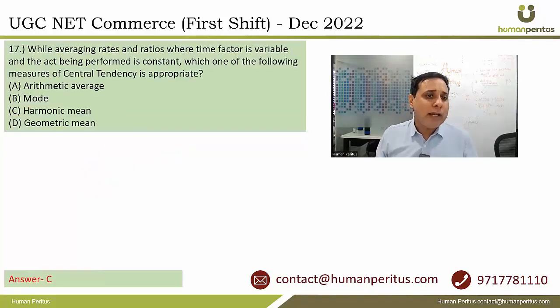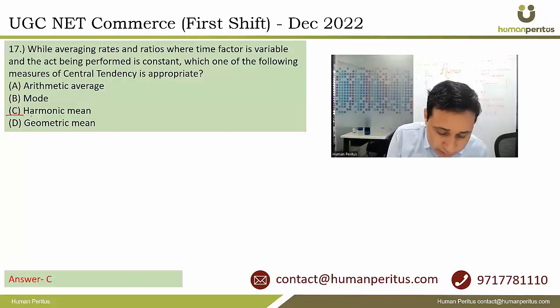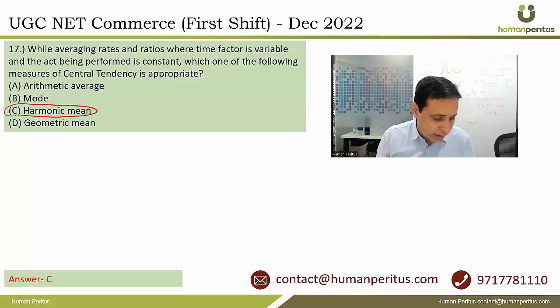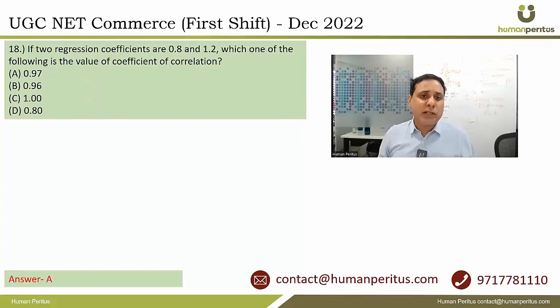17. While averaging rates and ratios where time factor is available and the act being performed is constant, which one of the following measures of central tendency is most appropriate? The correct answer is harmonic mean. ऐसा क्यों है? Harmonic mean में क्या होता है, guys? So harmonic mean gives more weightage to smaller values and less weightage to larger values. That is why it happens. Correct answer is C.